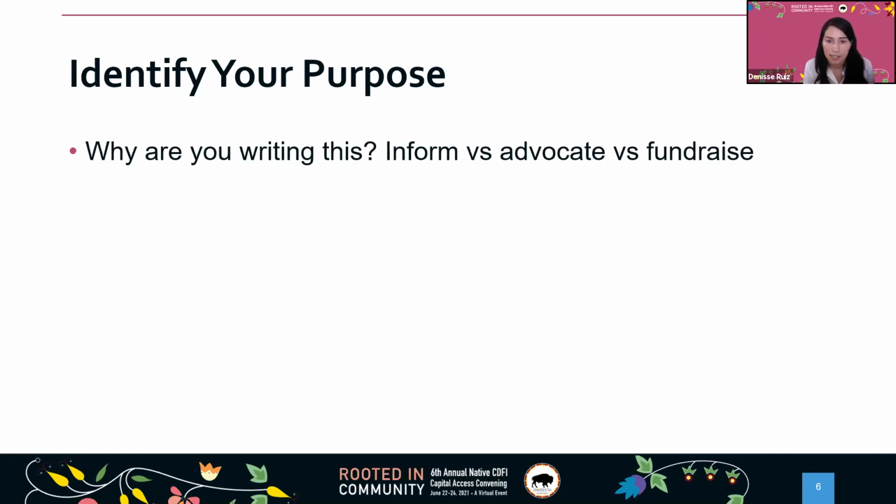Sometimes you're writing something because you just want to inform people, like maybe you have a new program, or you want to advocate for something, or you're trying to fundraise. If you're writing to fundraise, the last sentence of your call to action can be, donate here. Or it could be, call me for a one-to-one, or join this webinar to learn more. You just want to have that line in there: why are people reading this and what should they do next?